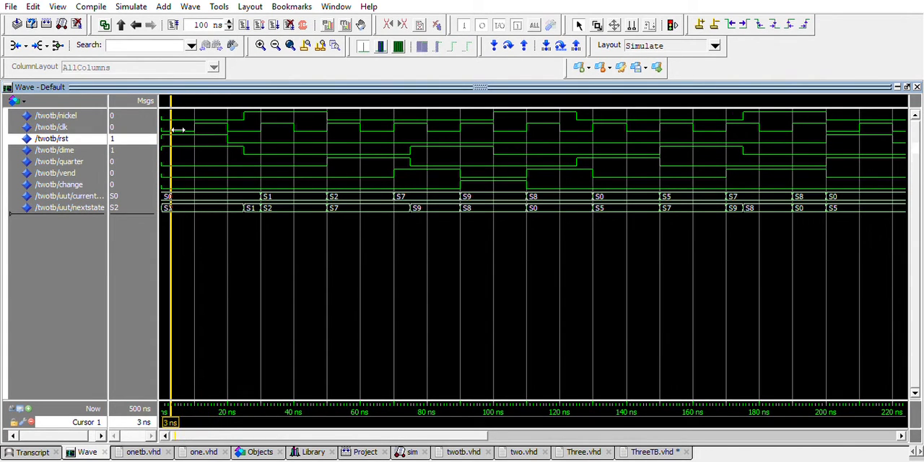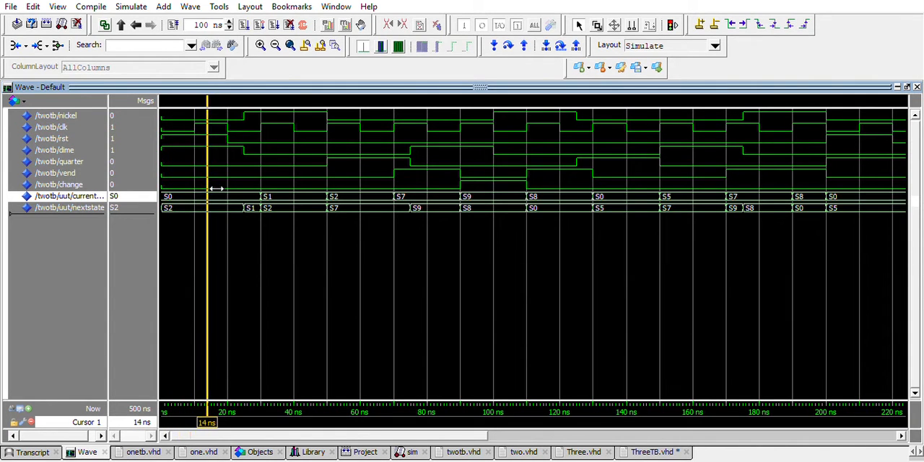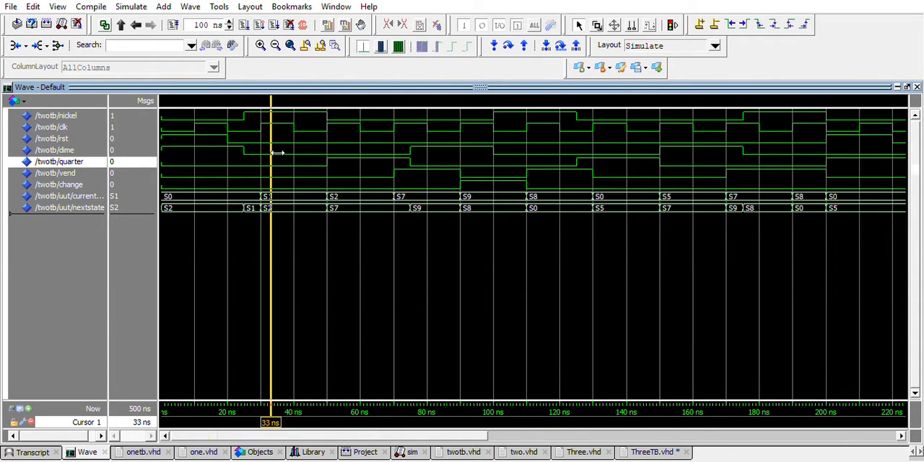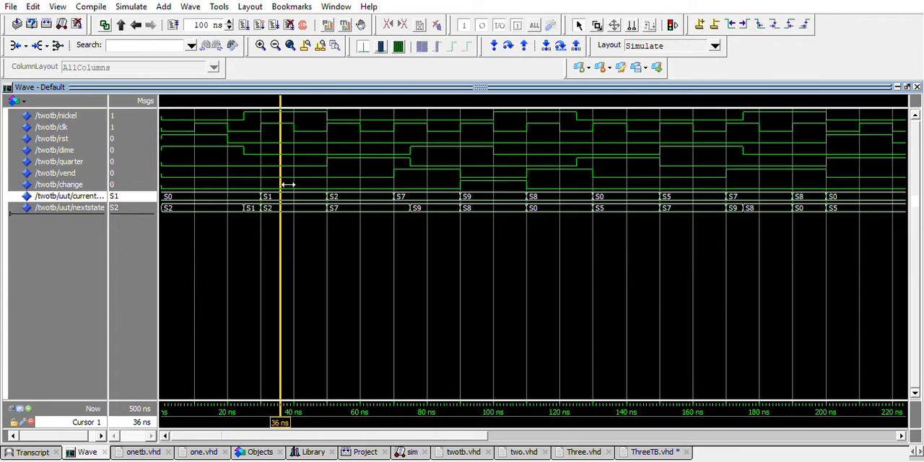Have the reset. If reset is 1, it's going to keep the current state at 0. Once that changes, it's going to go into state. Once reset goes to 0, we can then work off of changes based off the clock and input. So on the rising edge of the clock, if we have a nickel input, that's going to be state 1.